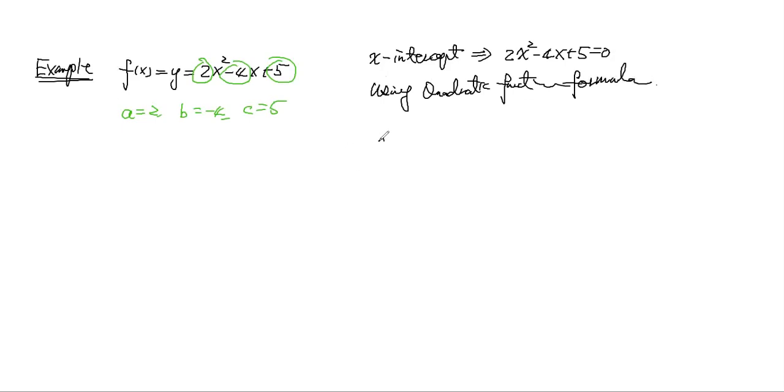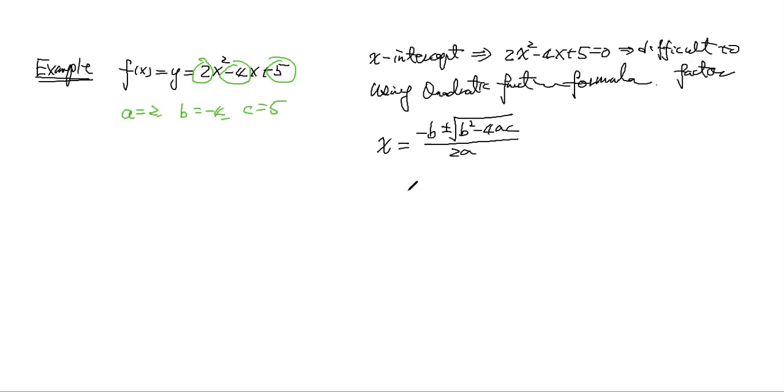Right, so that means x is equal to negative b plus or minus the square root of b squared minus 4ac, all over 2a. So I can use the quadratic formula to find where the intercepts are, even when I have a hard time factoring. This is difficult to factor, right? So I use the quadratic formula. So let's see what happens here.